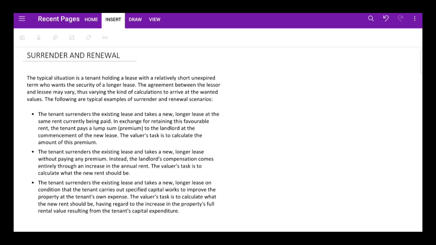So in this one, how the tenant secures this longer lease is that there's an agreement between the tenant and the landlord that you're going to carry out some capital project on this property. Capital projects may be changing the roof, maybe repainting the building, maybe putting tiles on the floor where there were no tiles, things like that. So let's now go and look at a typical example of how we calculate the surrender and renewal.